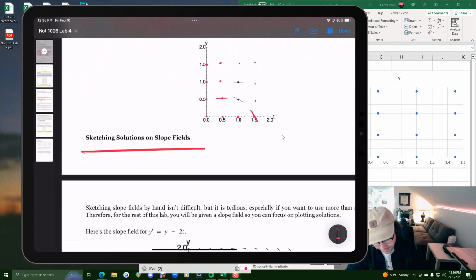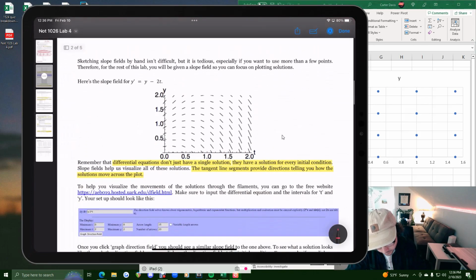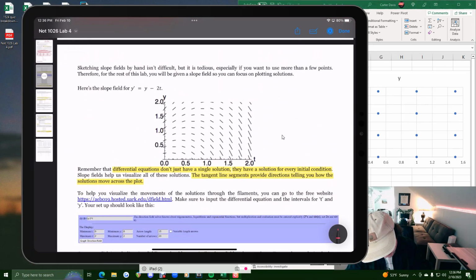Now, sketching solutions on slope fields. Sketching slope fields by hand isn't difficult, but it's tedious.